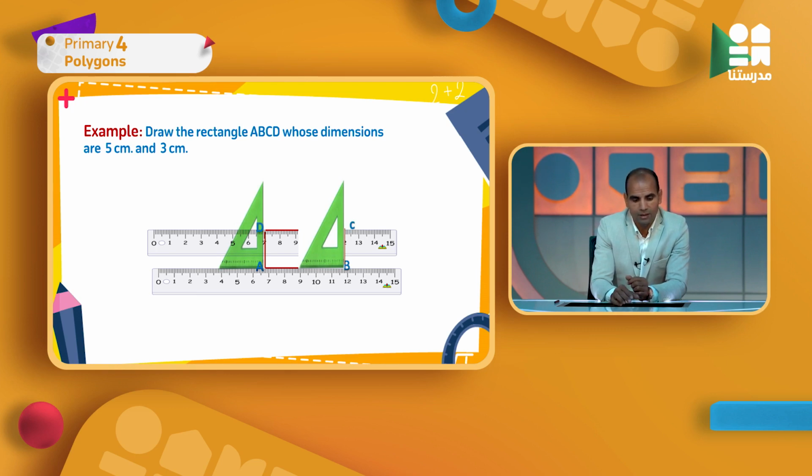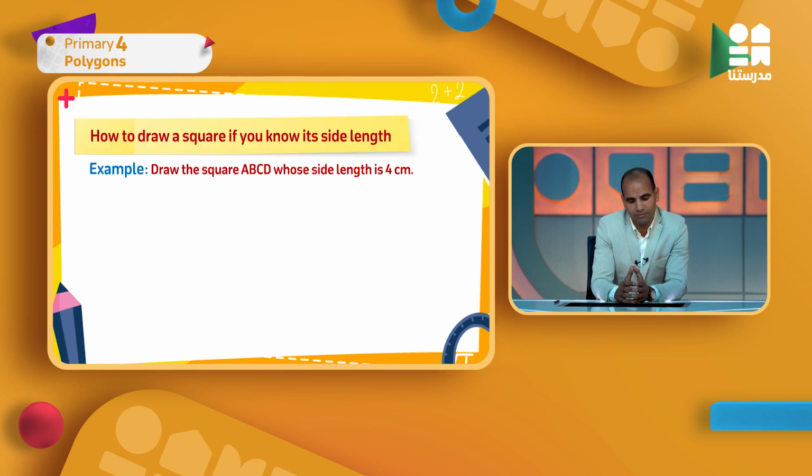How to draw a square if you know its side length. I say its side length because the sides of the square are equal in length. We studied before that the sides of the square are equal in length. The square has 4 sides. If we know the side length of the square, then we can draw this square. Draw the square ABCD whose side length is 4 centimeters.